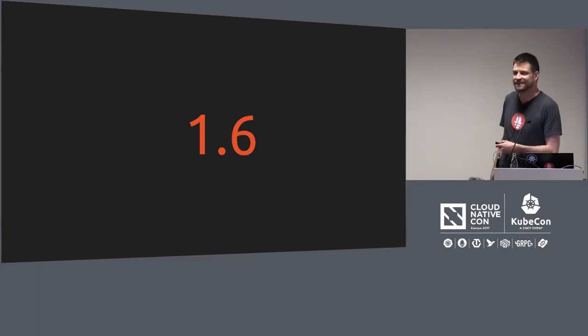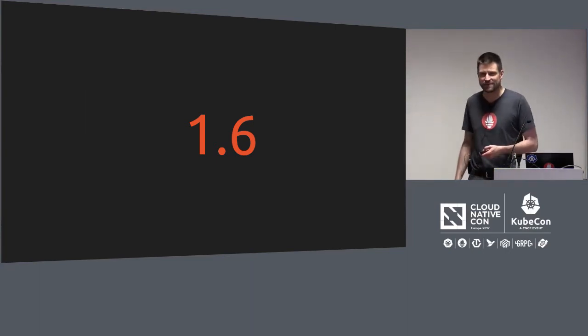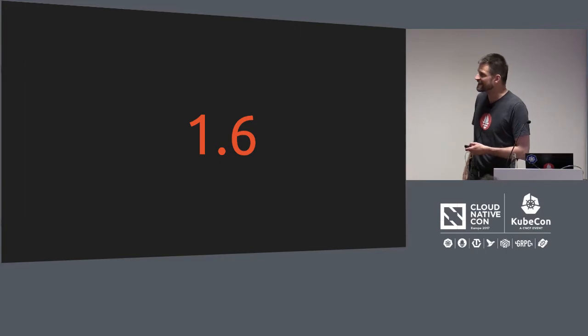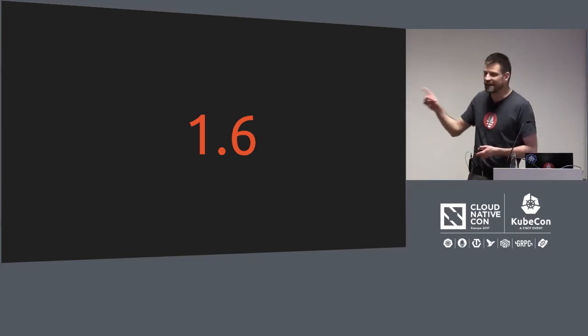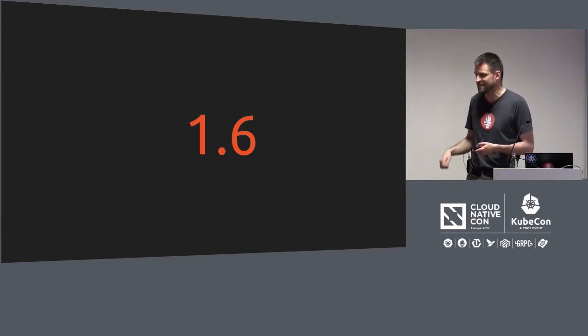So 1.6, we should have totally released that on the first day of the conference to get super confused with Kubernetes 1.6 being released at the same time. Anyway, this has a new flag. It will be released next week or something. So you can actually tell Prometheus the target heap size. You can't tell Prometheus RSS because Go doesn't even know the RSS.